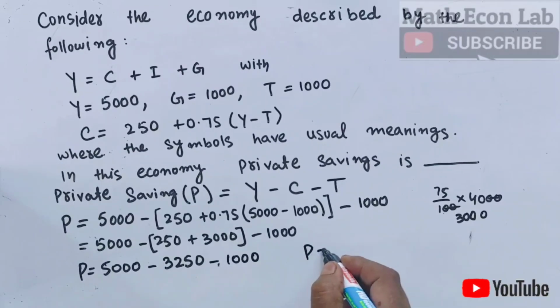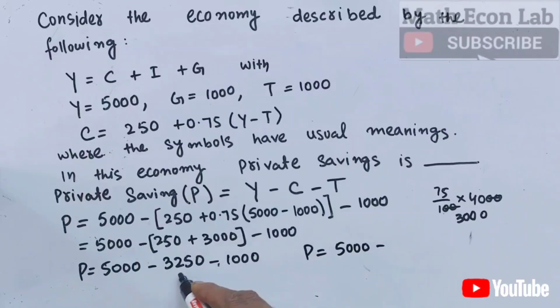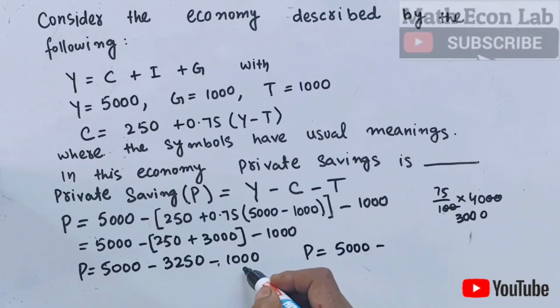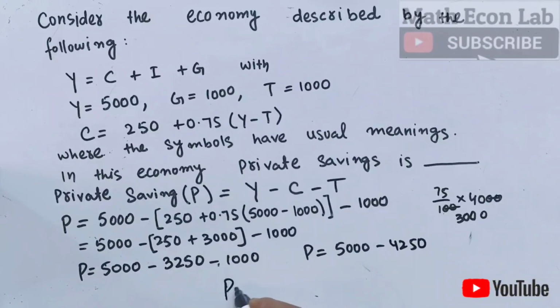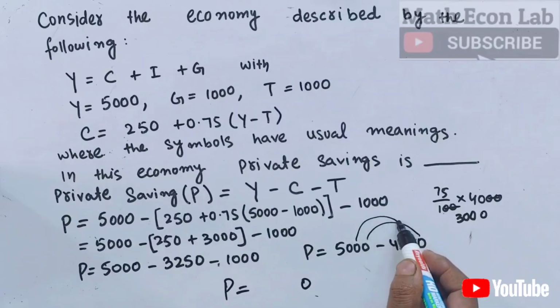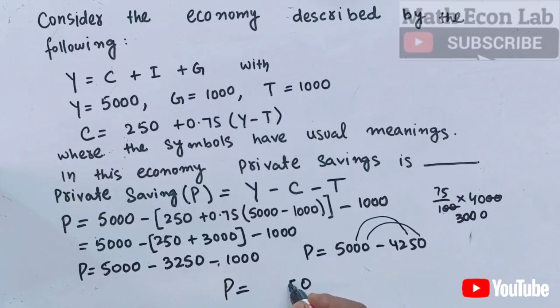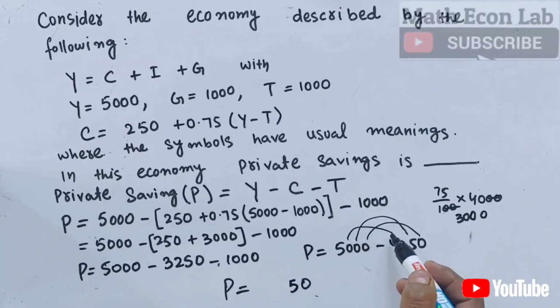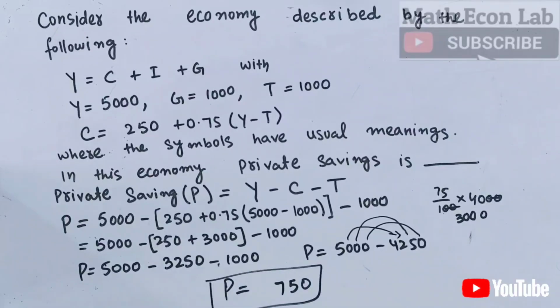So private savings will be equal to 5,000 minus, so let's add these two, so it becomes 4,250. So private savings will be equal to 750. So private savings in this economy will be equal to 750.